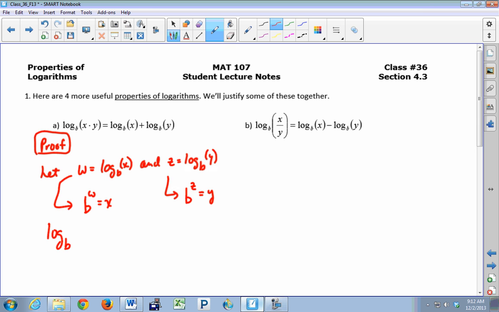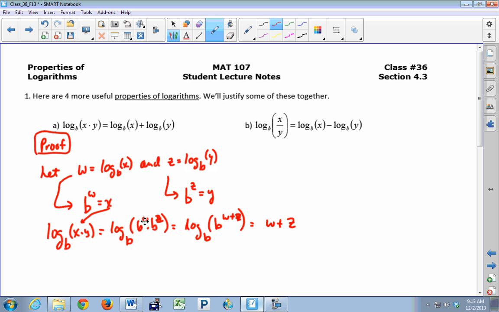So log base b of x times y becomes log base b of b to the w, because that's what I'm saying x is, times b to the z. Now I know from my exponent properties that b to the w times b to the z is b to the w plus z. And I know from my properties of logs that log base b of b to the w plus z, the bases are the same, I just lift off my exponent, becomes w plus z.